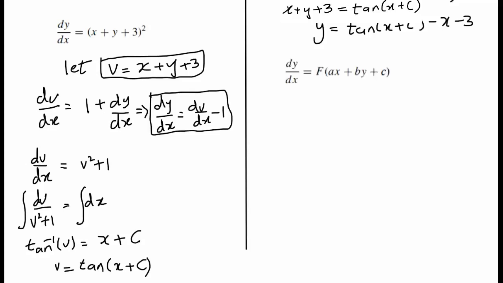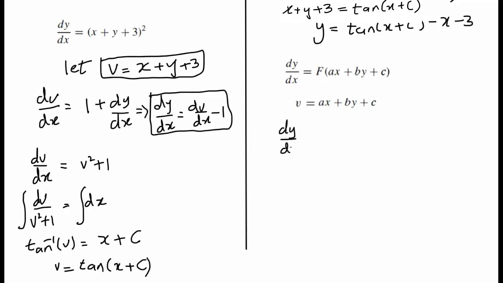If we look at this family of equations, dy/dx is a function of ax plus by plus c, a linear combination of x, y, and a constant. Such equations can be solved with the substitution v equals ax plus by plus c. In the previous example, a is 1, b is 1, and c is 3. But I want to give you some quick examples of the type of equations we can solve using this substitution.